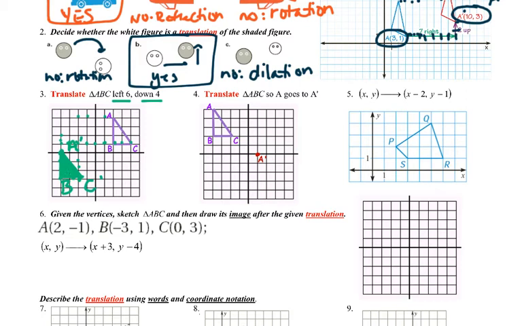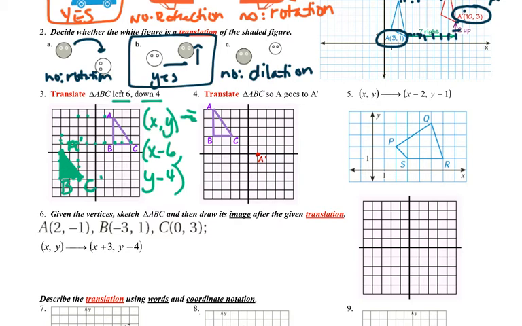If I wanted to, I could have said this in math language just to show you what it would look like. So in math language, this would say, take (x, y), and take the x minus 6, subtract 6 to go left, and the y minus 4 to go down 4. We didn't have to do that, but that's going to be coming up.